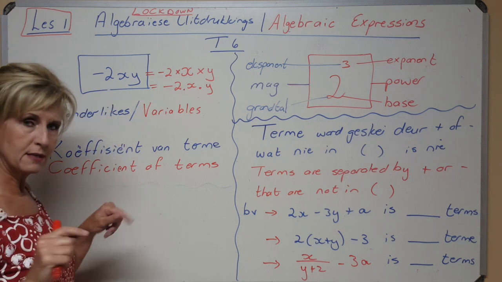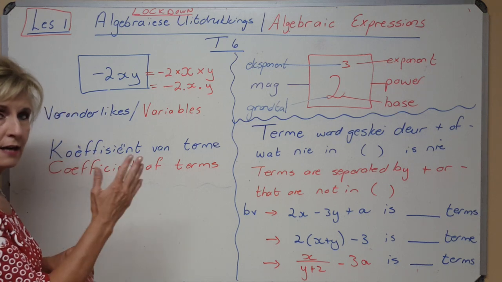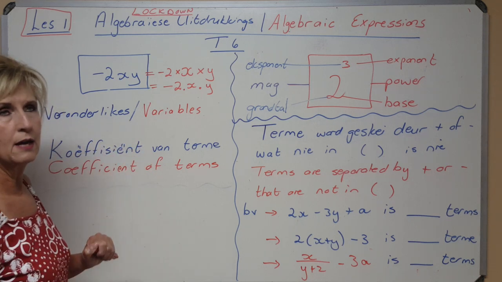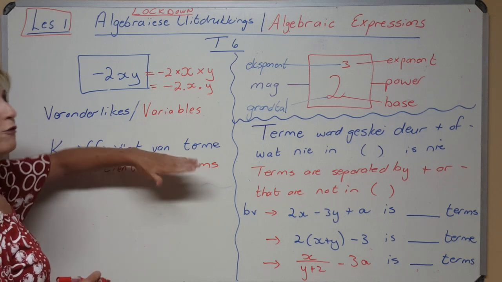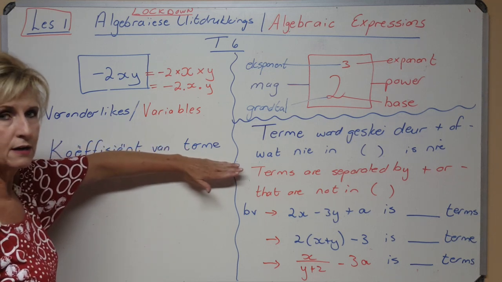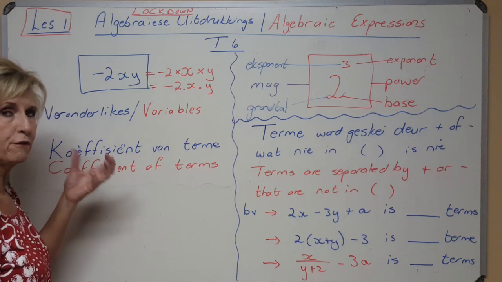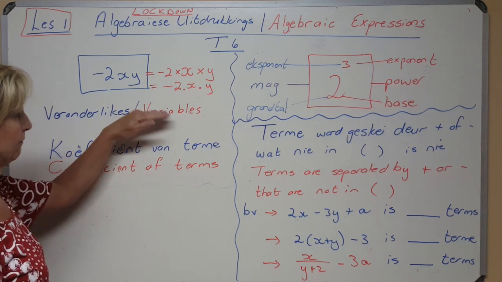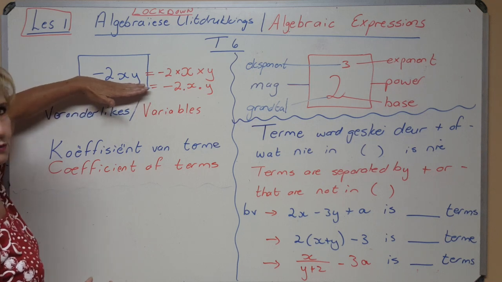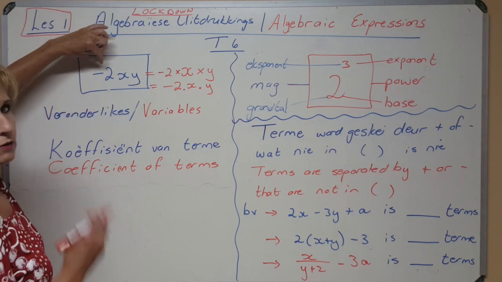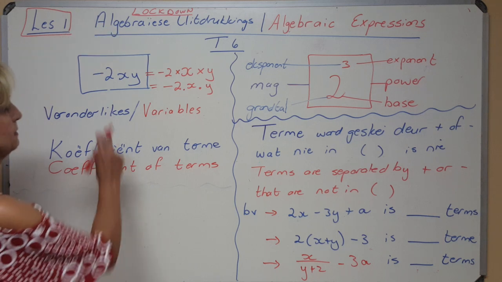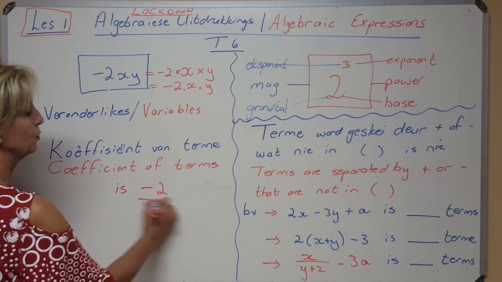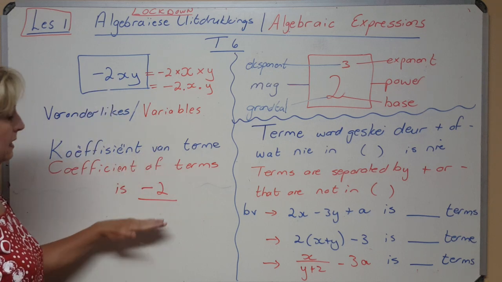In jou handboek is dit baie mooi beskryf in sulke blokkies langs jou werk dat 'n koëffisiënt is die getal, die waarde getal, 'n heel getal as jy wil, of 'n rasionale getal wat voor die veranderlike staan. A coefficient is the actual physical number, whether it's an integer or rational number, in front of the variable. So if I look at this expression here, the coefficient is the physical number that stands in front of them, which would in this case be minus 2. Die koëffisiënt van daai terme is dan gelyk aan minus 2. So die koëffisiënt van daai term is dan minus 2.